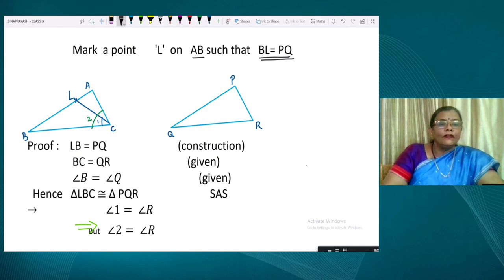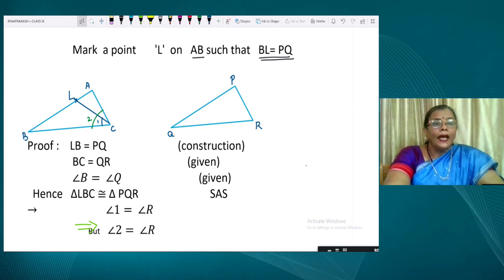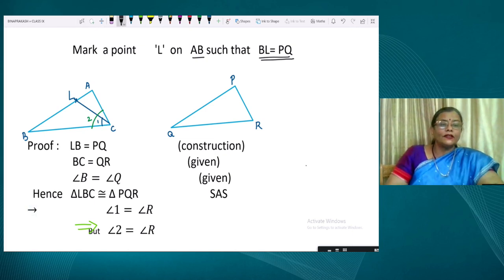So if that is the case, then don't we have triangle LBC and PQR? Let's consider triangle LBC's relation with triangle PQR. How do we prove it? LB and PQ are equal. Why are they equal? Because of the construction. Now BC is already equal to QR. It is already given that they are equal. And also the angle between them, that is angle B and angle Q, is also given. This was given to us, and this we got by construction.